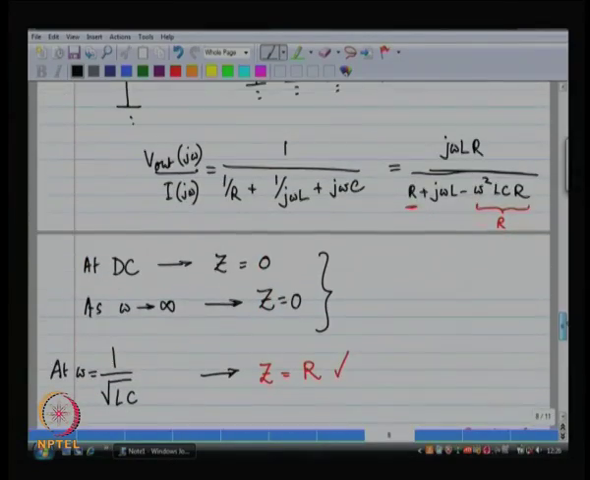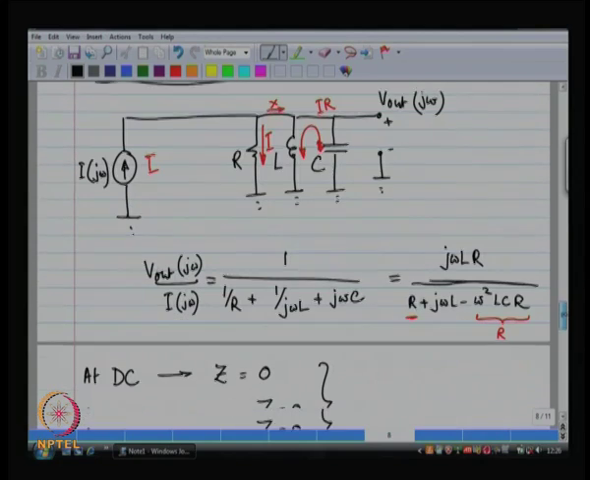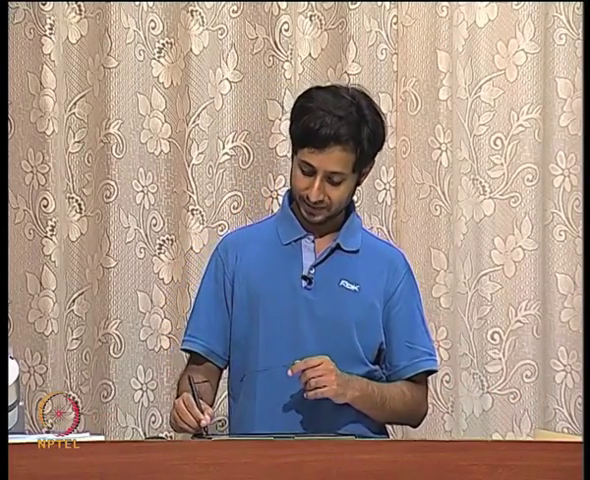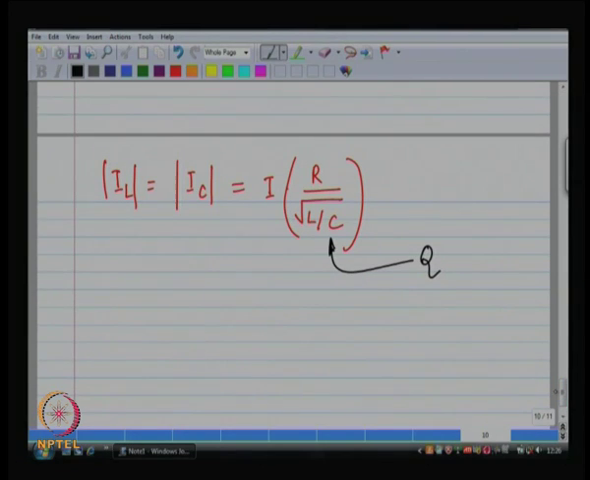So, this is something that is not normally captured in this expression over here. In this V by I expression, this fact is not being captured. The fact that the current through the inductor and through the capacitor is some constant times the current that you are pushing in through the resistor, and this constant is a function of R, L and C. It is basically R by square root of L by C, and if you make R very large, then you can make this factor arbitrarily large.